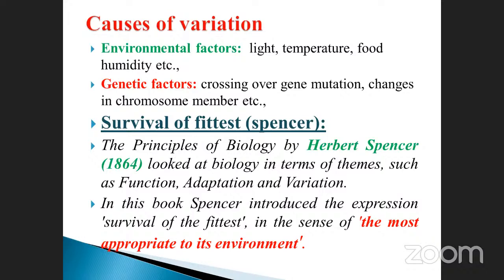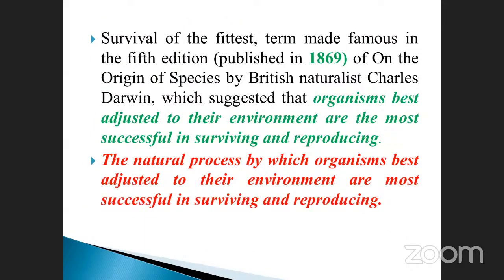And what are the causes of variation? Already we discussed. There are two factors. One is called environmental factors. Another one is called genetic factors. These are the two things we already discussed. And the most important concept is the survival of the fittest. It is also very, very important for the evolutionary criteria, isn't it? That also we already discussed.